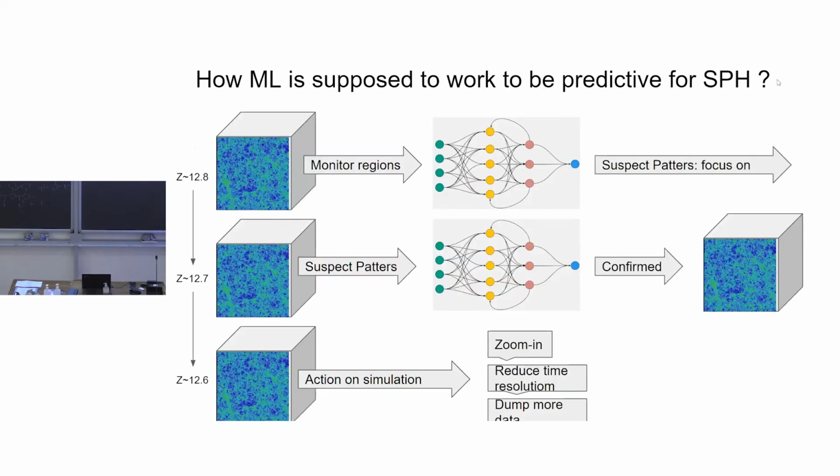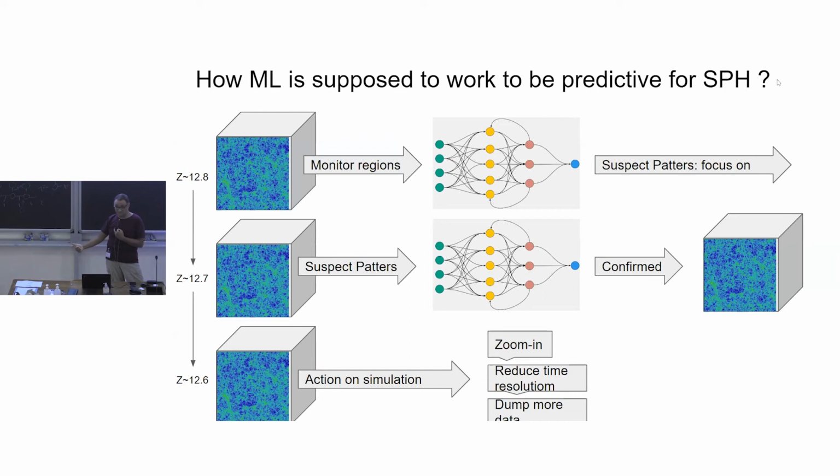So that's how this works. We have our simulation at a specific redshift, where time evolution is from top to bottom. A specific situation, a specific cosmic web. My simulation asks a neural network to monitor regions, which provides suspect patterns that have to be confirmed, because during the time you need to identify the patterns, the simulation will continue to evolve.